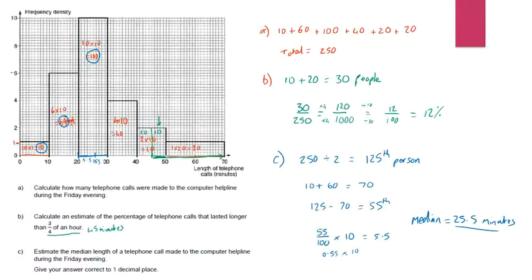The other way of doing that is, because we know there are 100 people in this bar, and there are 10 of these strips, each strip is worth 10. So again, you could do the first 5 and then just half of the next one. So again, taking you to the 25.5 value.